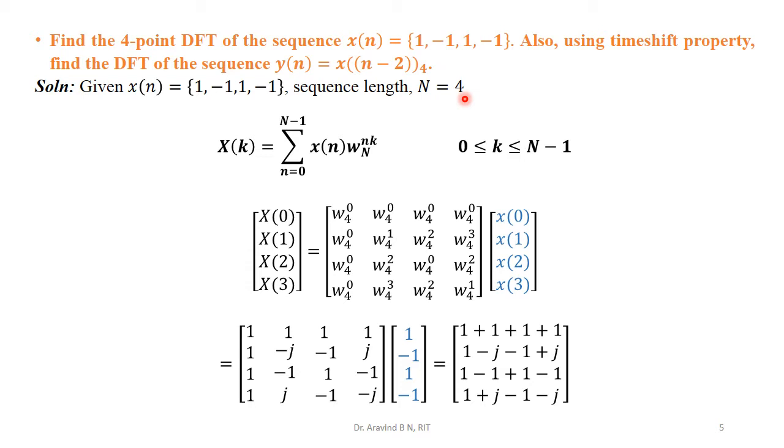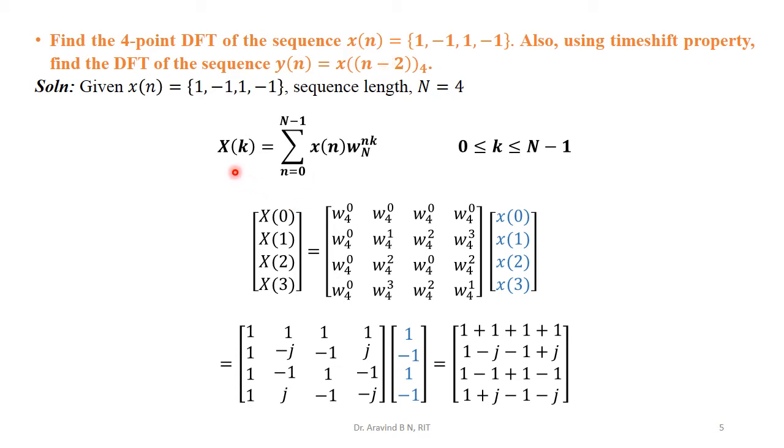So we are going to have two parts. In the first part we need to calculate the DFT of the sequence x of n. That's the first part of the calculation. In the second part of the calculation, for this y of n we are going to apply the time shift property, and without calculating a straightforward DFT we are going to calculate Y of k. So given y of n we apply the time shift property and calculate Y of k. That's the second part of the calculation. So let us start with the first part of the calculation, that is the DFT of the sequence x of n.